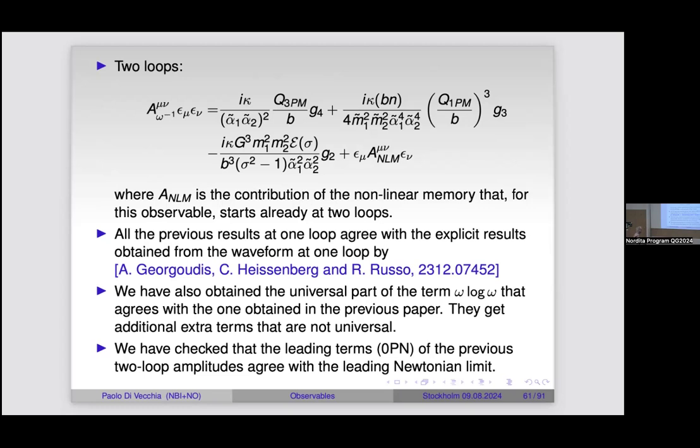And we have checked this expression going to the 0 PN limit. So you take the classical limit, you take the Newtonian limit of the expression, and in the Newtonian limit, this two-loop amplitude agrees with the Newtonian calculation at the leading order.